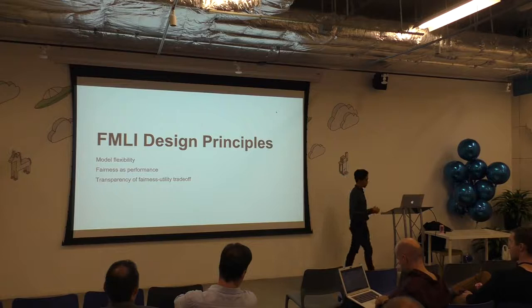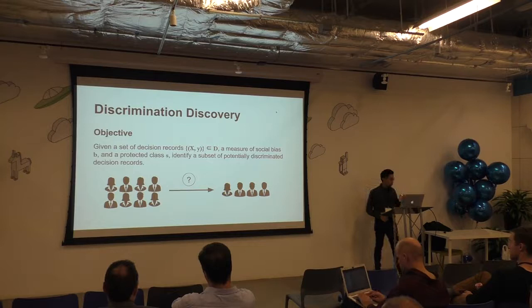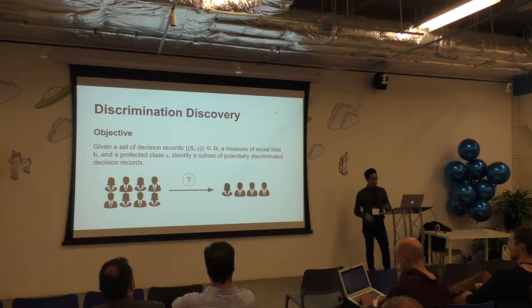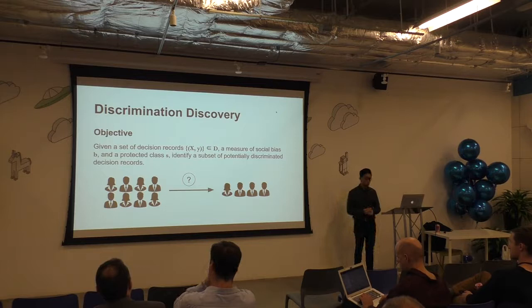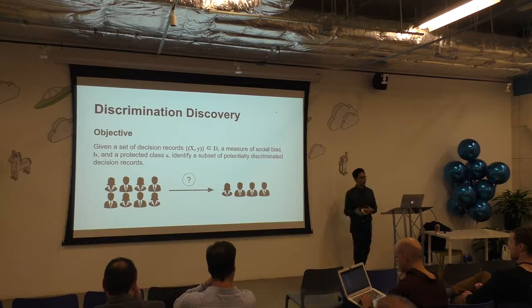Okay, so what is an fMLI? The way I like to think of it is there are two orthogonal concerns. One is discrimination discovery. Even before you train a model, you want to get a sense. This is where traditional statistics blends in with machine learning a little bit, because you start caring about confidence intervals. In machine learning, you still do, but it's less of an emphasis.